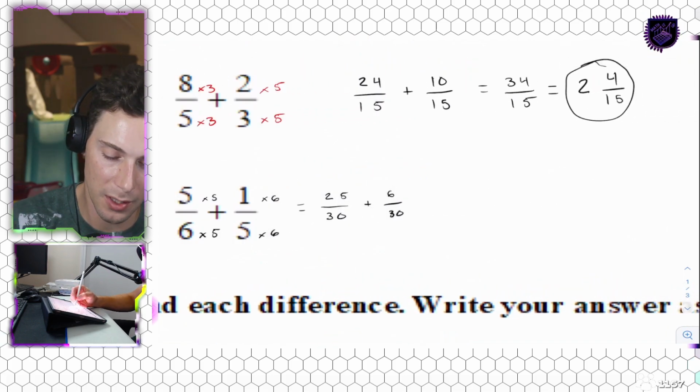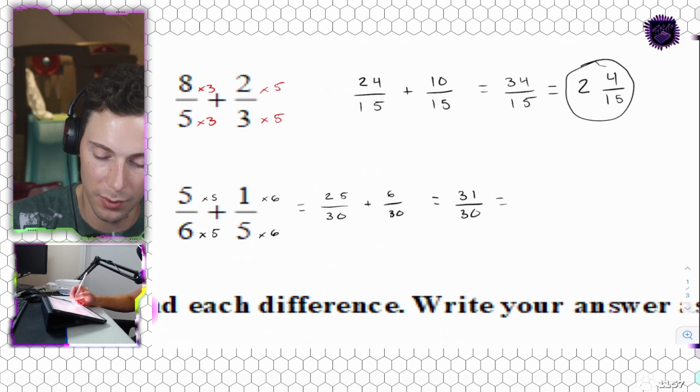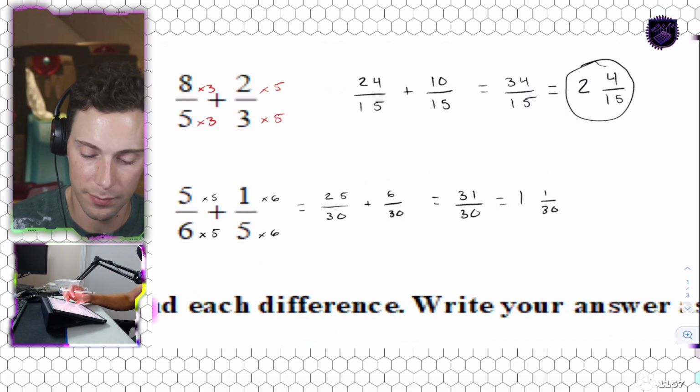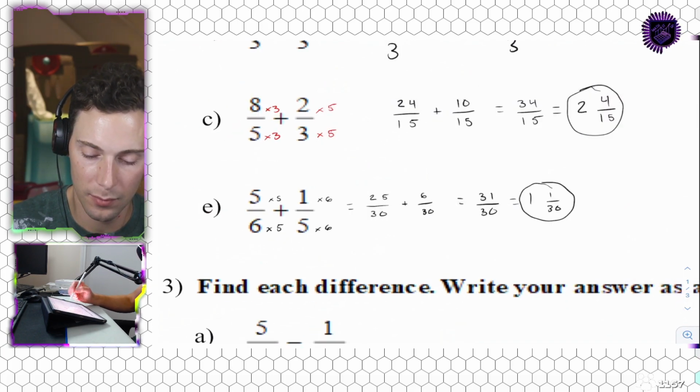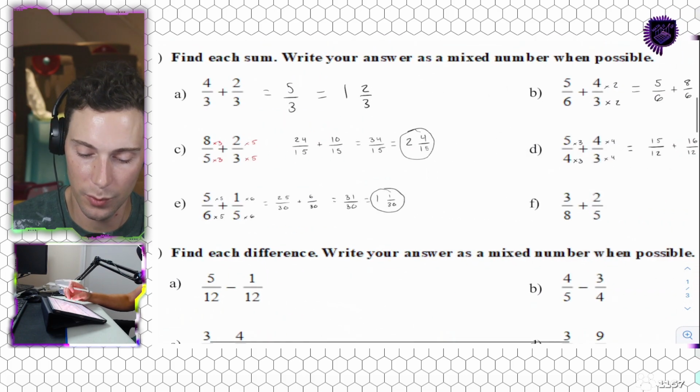Add these together, this will be 31/30ths, which will be equal to 1 and 1/30th. Circle our answer.